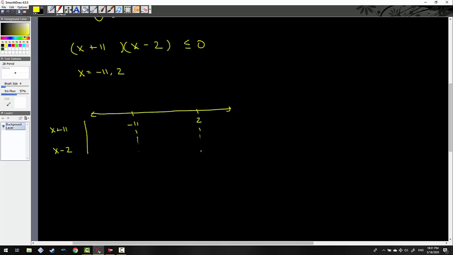So from here, a number that's less than negative 11, I'll pick negative 20. Negative 20 into the top is negative. Negative 20 into the bottom is negative. In between negative 11 and 2, I'll choose 0. Positive, negative. And then anything beyond 2, I'll choose like 10, positive, positive. So again, I acknowledge that these two factors are being multiplied, which means all of the signs are being multiplied. Plus, minus, plus are my signs.